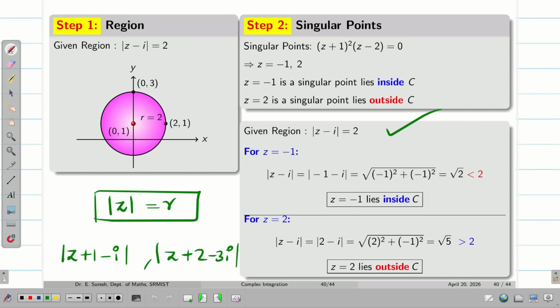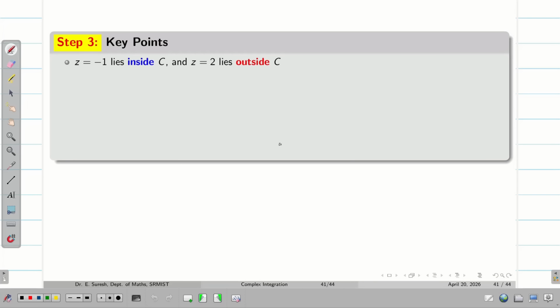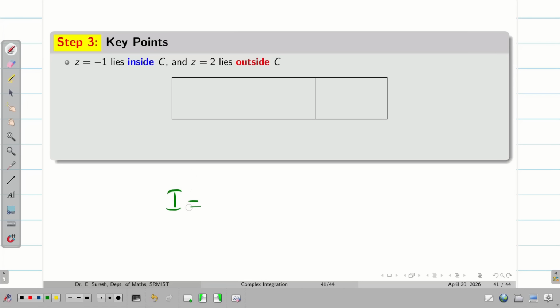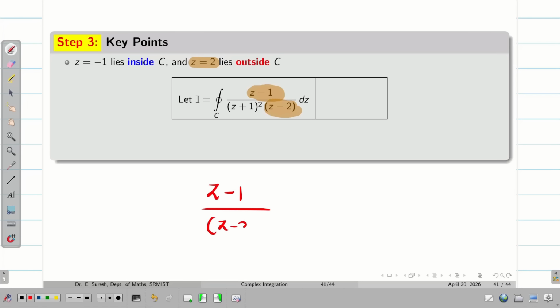Next, step 3, write the key points. z equal to minus 1 lies inside C, z equal to 2 lies outside C. Now write my question as capital I. Next we are going to deal with the numerator. We know that z minus 1 is a polynomial and it is an entire function. It is analytic everywhere inside and on C. Coming to the denominator, z equal to 2 is the singular point, lies outside C. Therefore, z minus 2 will not affect the analyticity. So we can take z minus 1 divided by z minus 2 as my f of z.